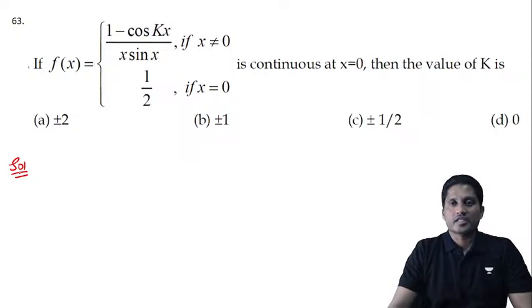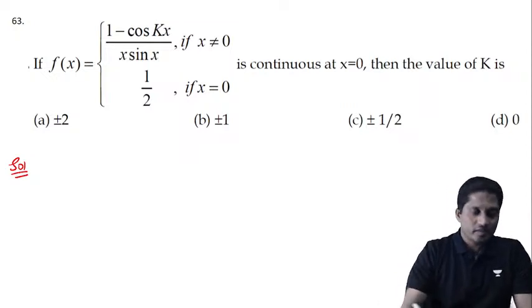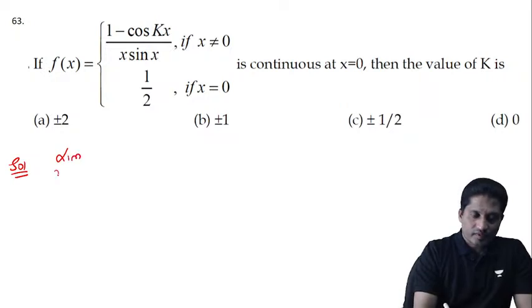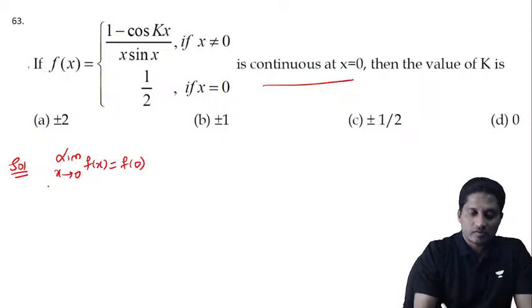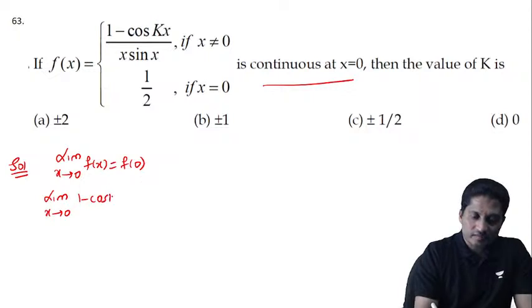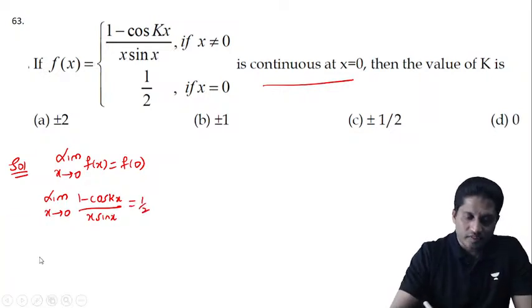Function is continuous at 0. What should be the value of k? So limit x tends to 0, f of x is equal to f of 0, because it's already continuous at 0. Now limit x tending to 0, f of x will be equal to 1 minus cos kx, whole divided by x into sin x, is equal to f of 0, which is half. Now this fellow is 0 by 0 form.